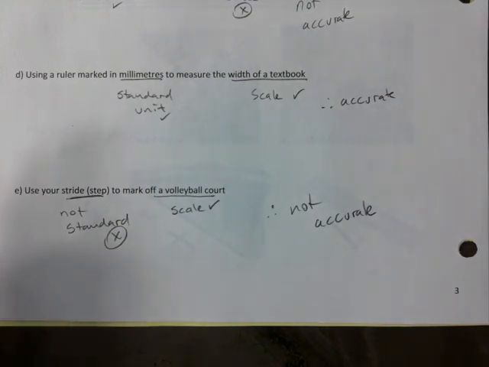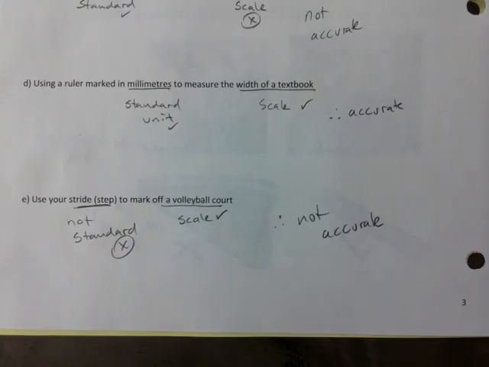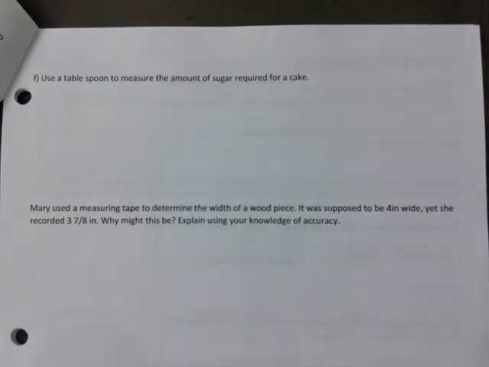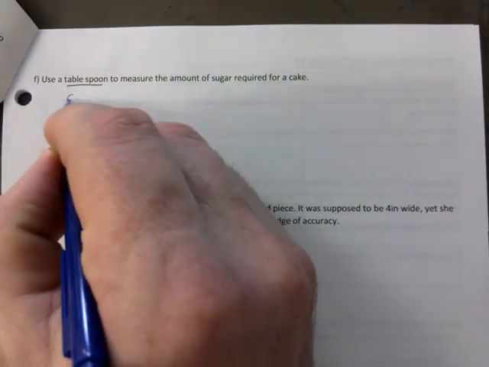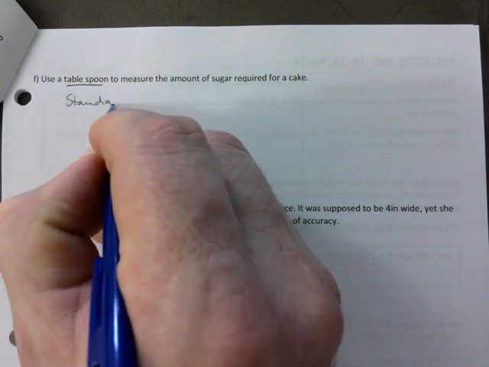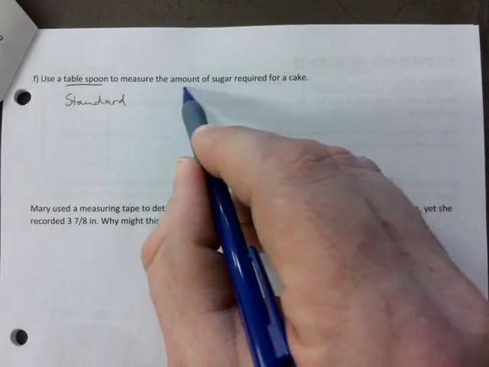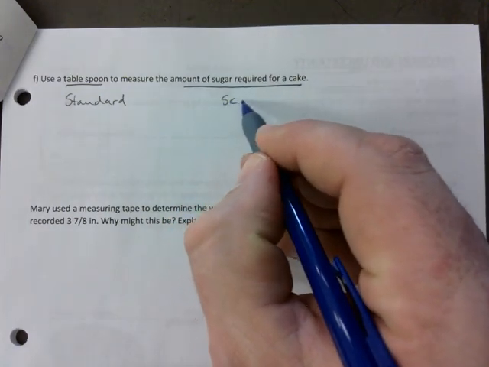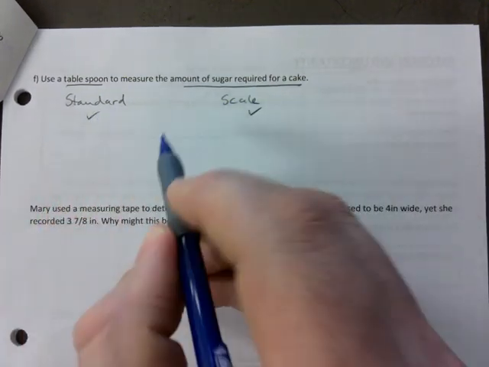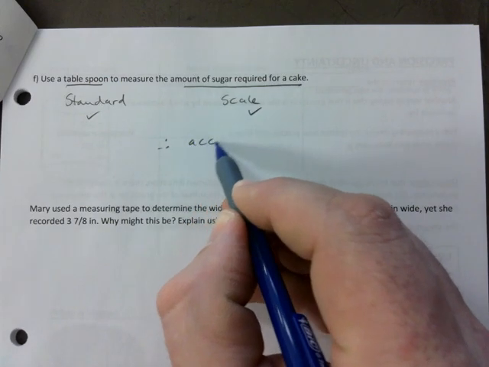You might disagree with me. It's like, no, that's how I make my volleyball court. But in this course, it would not be accurate. Okay. F, using a tablespoon to measure the amount of sugar required for a cake. Standard. A tablespoon is actually standard. And the scale for the amount of sugar for a cake is also okay. Both of them are okay, therefore accurate.